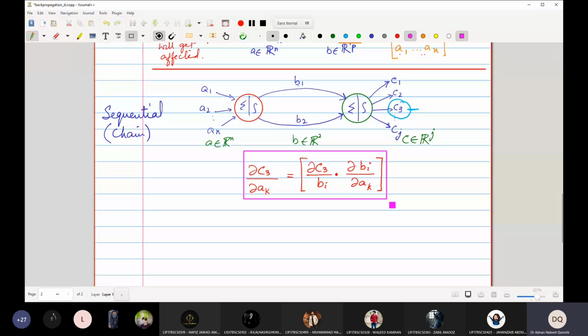I may make some mistake, just correct me. I have only told you that in a sequential network a chain has come in. Whenever a chain comes in, you will have to use the chain rule. So this is the chain rule of derivatives. Any questions?